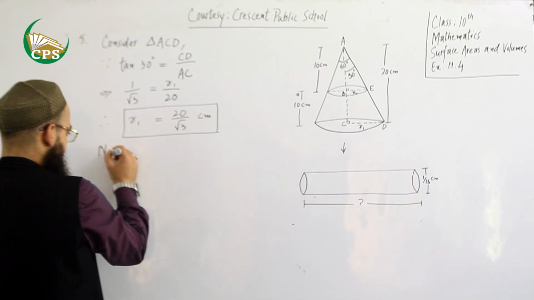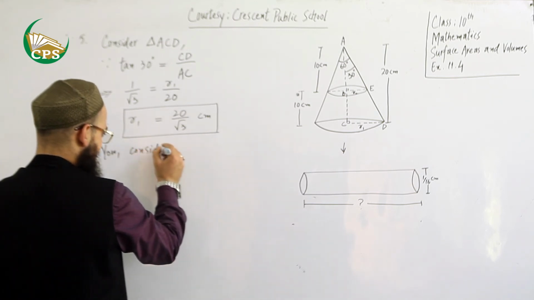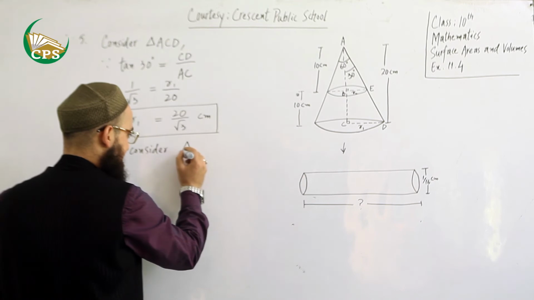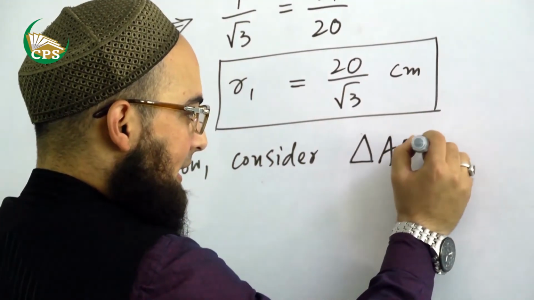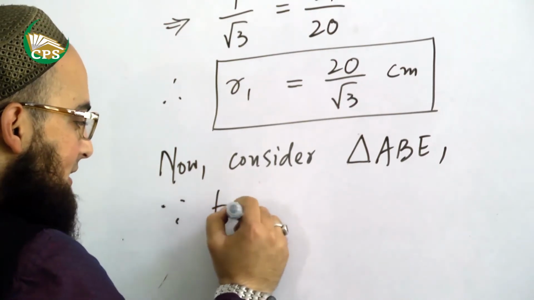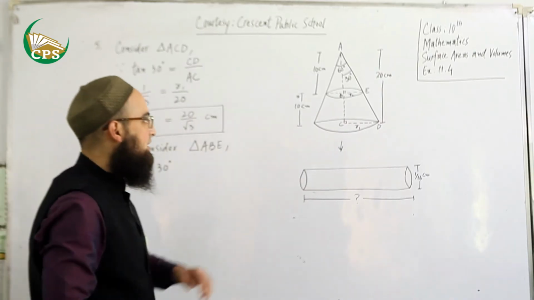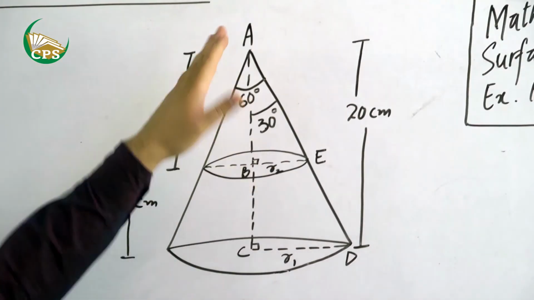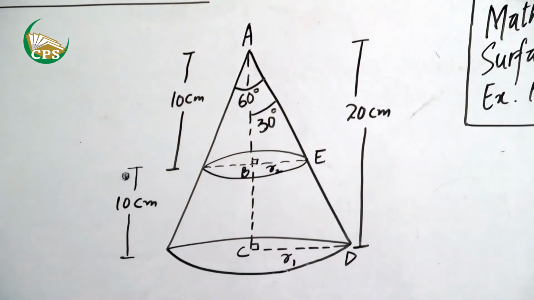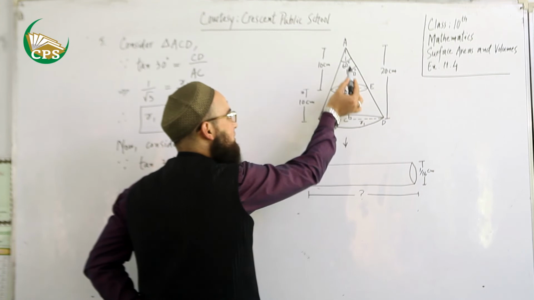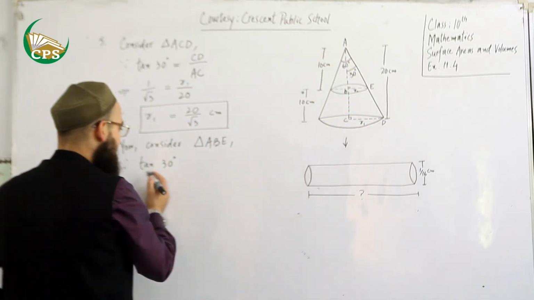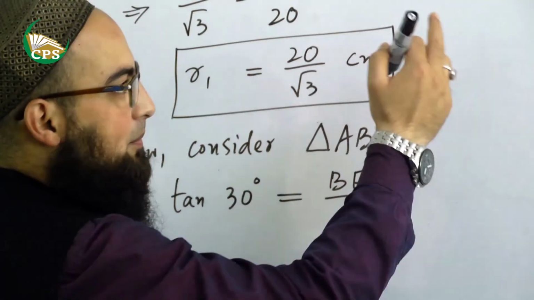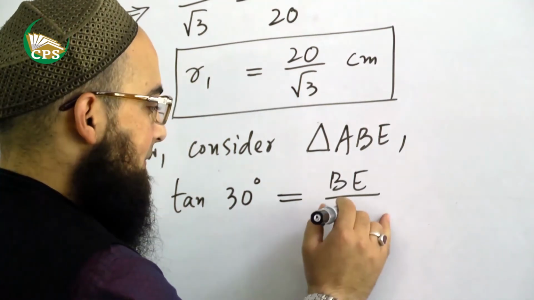Now consider triangle ABE. Again let us find the tangent of 30 degree, because 30 degree is also present in ABE. For 30 degree, opposite side is BE in triangle ABE, and adjacent side for 30 degree is AB. So I can say tan 30 is perpendicular BE divided by base, that is AB.